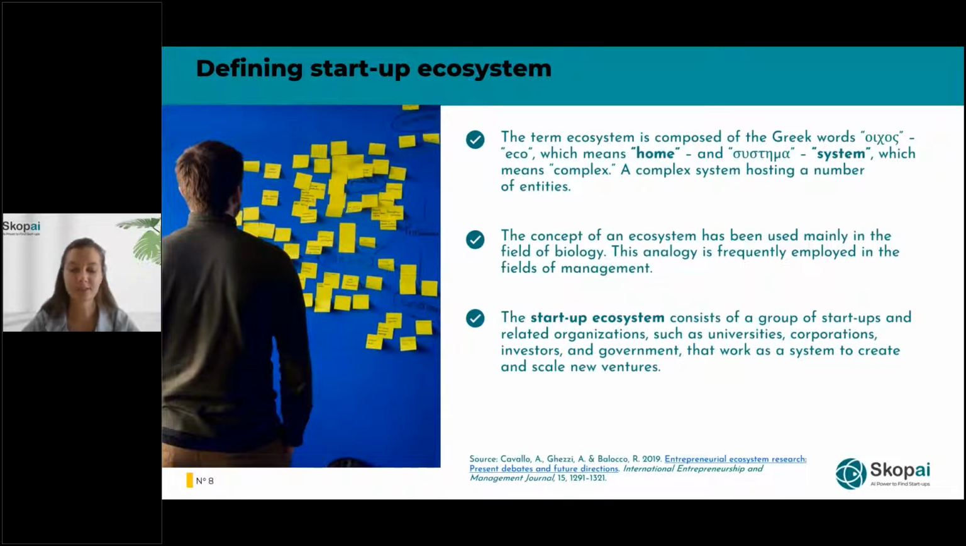Initially, the concept of ecosystem was used mainly in the field of biology and ecology, and later on, this metaphor has also been applied to other domains such as management, innovation, and entrepreneurship. And we can define startup ecosystems as a complex system that consists of a group of startups and related organizations such as universities, corporations, investors, government, that work together as a system to create and scale new ventures.